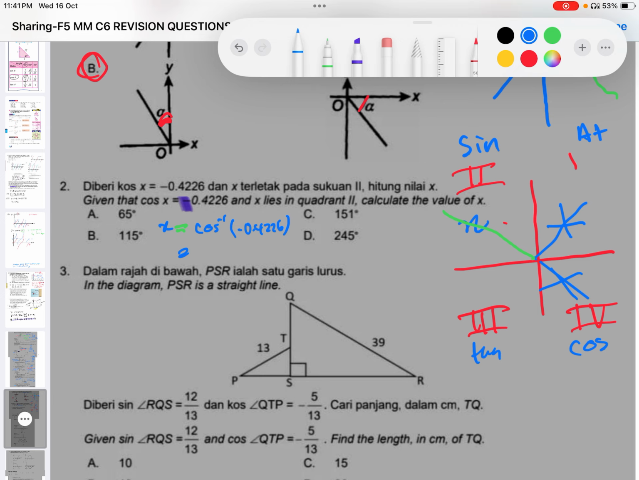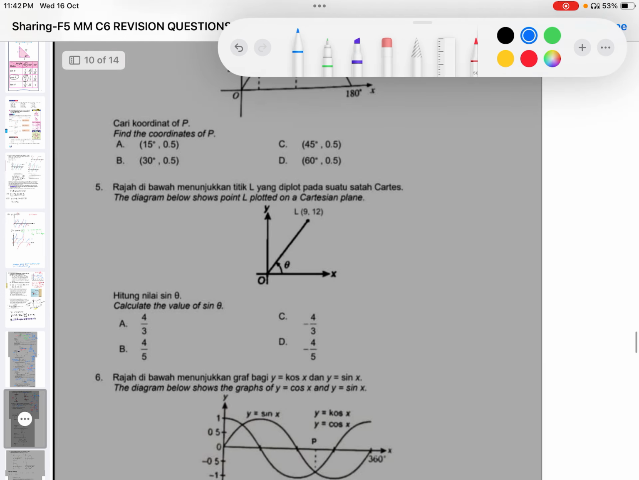Cos negative 0.4226. So it's going to be 115. So yeah, that's the answer. Kuadran 2, so sini adalah 115. Okay, ini adalah 115, so jawapannya B.